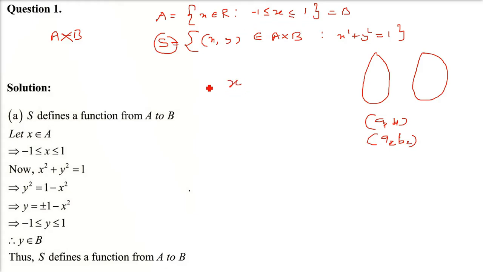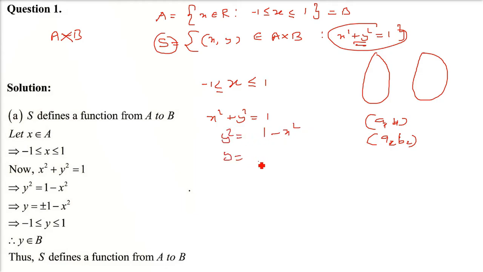X is between -1 and 1. This is already given. So if we can prove that y also falls in this category, because A and B are the same sets, between -1 and 1, then x squared plus y squared equals 1 is the function, S is defined. So y squared will be equal to 1 minus x squared. Y will be equal to plus minus under root 1 minus x squared, because we are taking the under root.